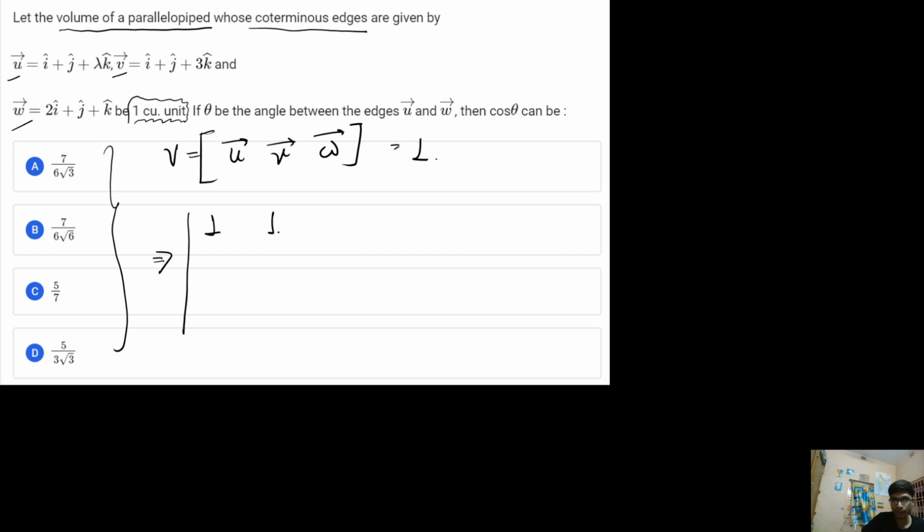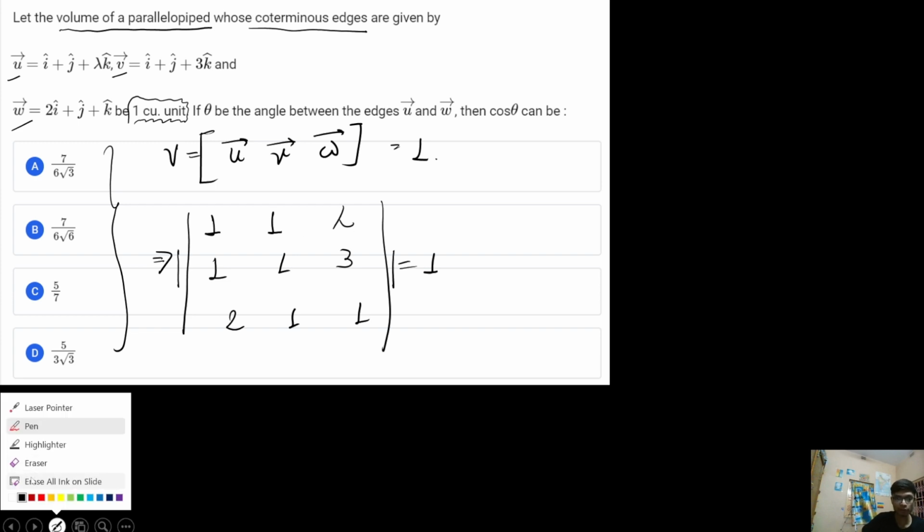So if we solve the determinant, this is 1 1 lambda, this will be 1 1 3 over here, this will be 2 1 and 1 over here, and I equate it to 1. Since it is talking about volume, this particular result might give some positive or negative value, but for incorporating that we put a modulus over here so that we get the positive value. Okay, we take the positive value.